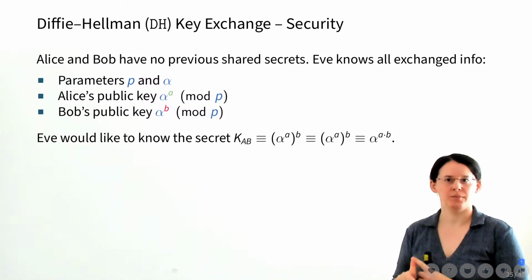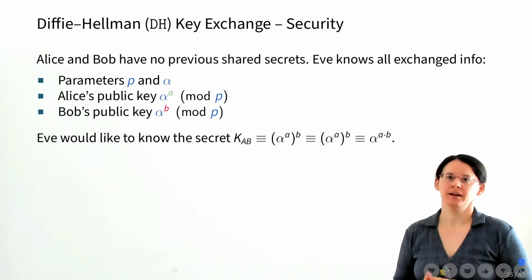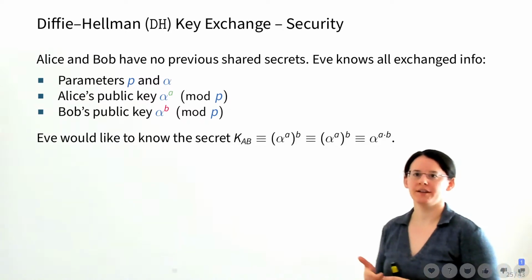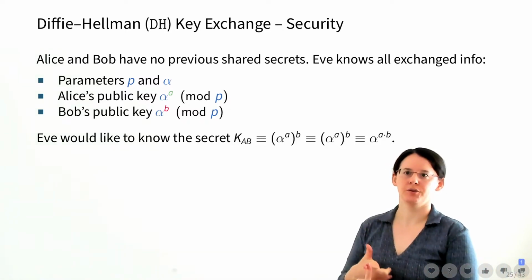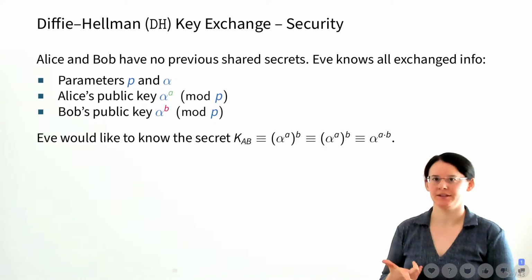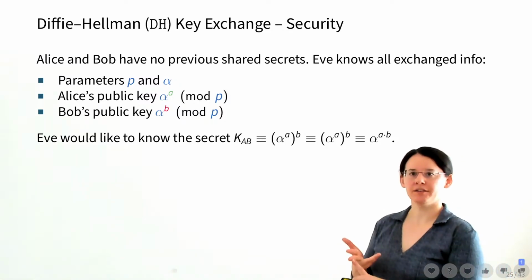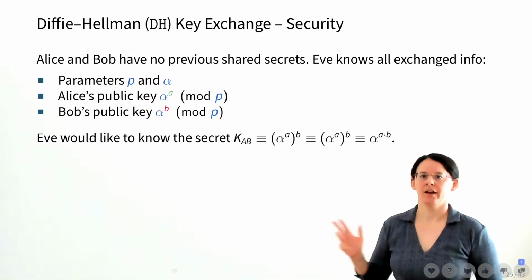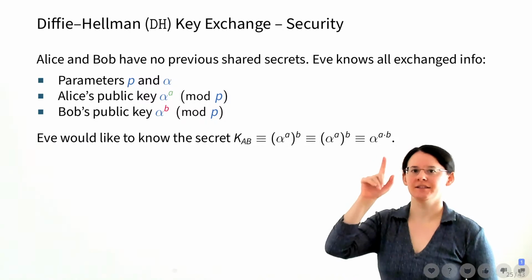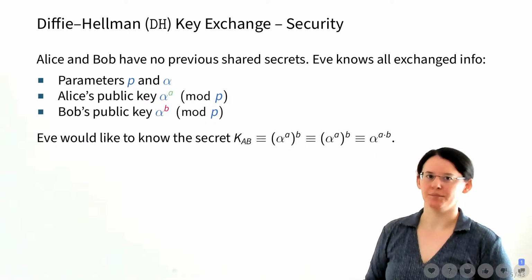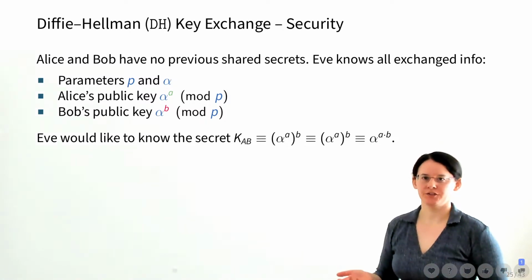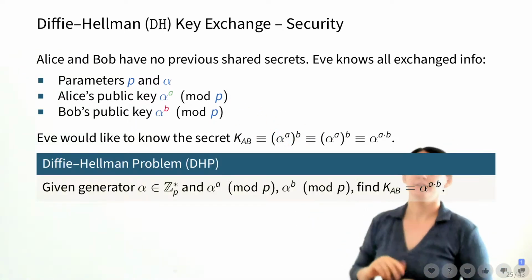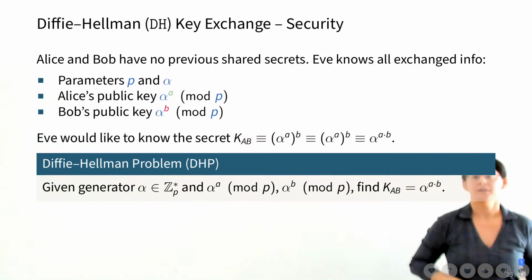So again, Alice and Bob have no shared secrets beforehand, and the adversary, Eve, knows all the exchange information. So she knows the public system parameters, the prime number and the generator. She knows Alice's public key, alpha to the A, and Bob's public key, alpha to the B. And what you would like to derive from that is alpha to the power of A times B.